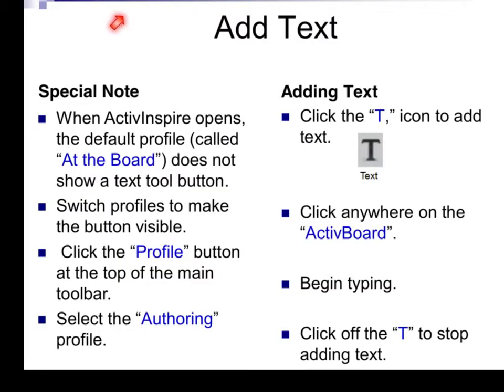What if you want to add text to your flip chart? Well, like I stated previously, the board profile does not have a text button tool. So you will have to switch the profiles, and I just recommend to play with this and see what's going on, that you just choose your authoring profile. To add text, there is a T icon, T for Tennessee, since I am in Tennessee. Click anywhere on the active board that you would like your text to go. Begin typing. Click off of the T to stop adding text. Otherwise, every time that you touch the board, you will be attempting to add text.